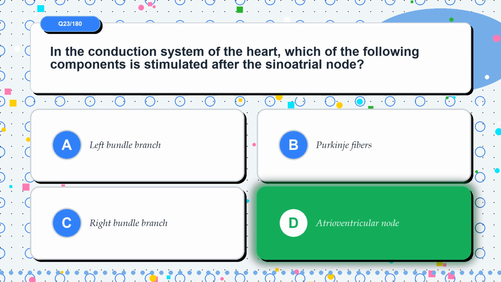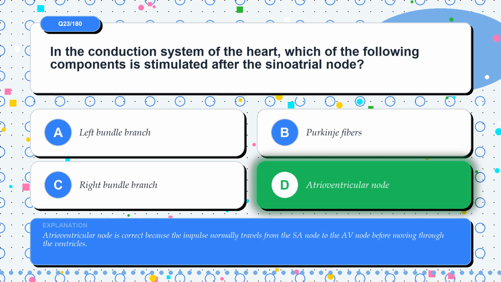The correct answer is option D. Atrioventricular node. Atrioventricular node is correct because the impulse normally travels from the SA node to the AV node before moving through the ventricles.